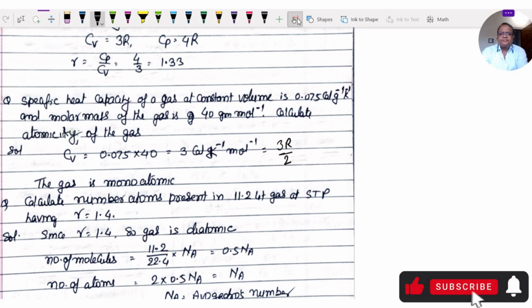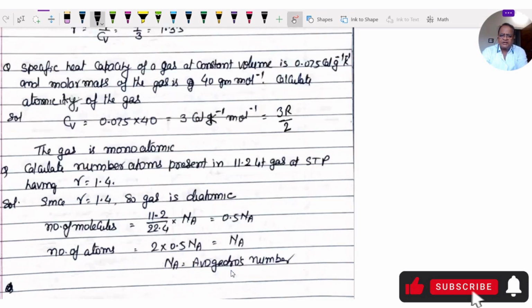Calculate the number of atoms present in 11.2 liter gas at STP, gamma 1.4. Gamma 1.4 means diatomic. Number of moles is 11.2 by 22.4, into N, it is the number of molecules, and each molecule contains 2 atoms, so the number of atoms is twice of it.